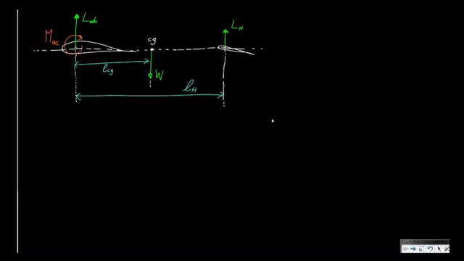And LH is the distance between the aerodynamic center of the wing and the aerodynamic center of the tail surface. We also have a moment in the wing, indicated in orange, the moment around the aerodynamic center. Remember, it doesn't change with the angle of attack, but it's also larger than 0.